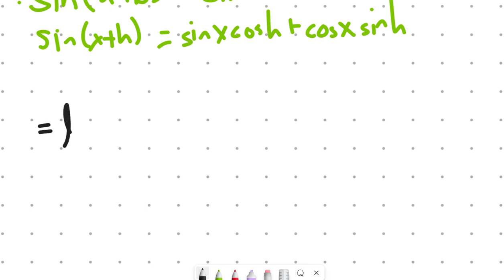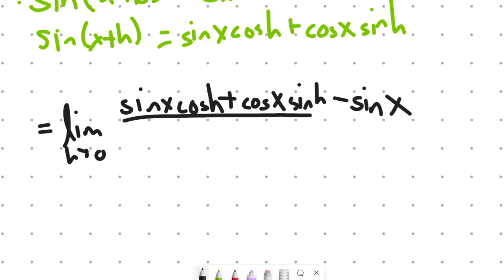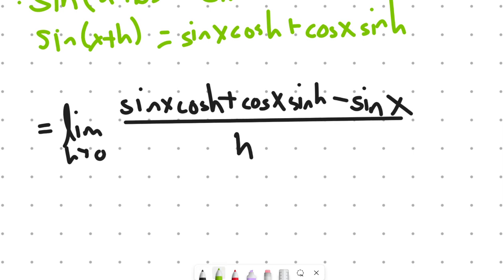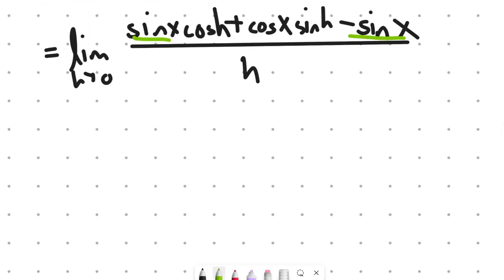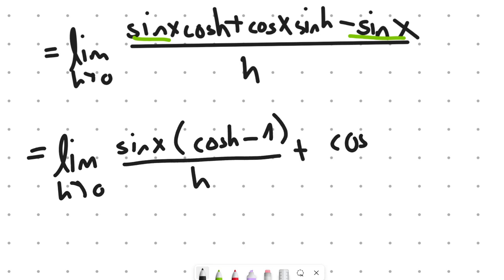So indeed we'll get the limit as h approaches 0 of sine of x cosine of h plus cosine of x sine of h, minus sine of x, all over h. Now let's find common factors. So we have sine of x over here and over here. So we just put this over here. So we're just going to split the fraction into two: the limit as h approaches 0 of sine of x, and then we'll have cosine of h minus 1 all over h, plus cosine of x sine of h over h.